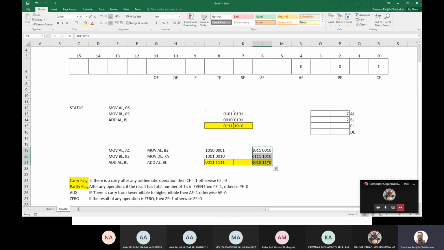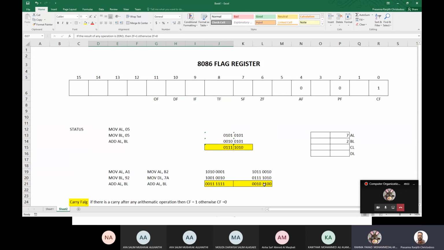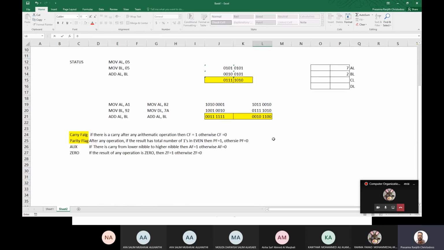I don't have to repeat, you can read this one. If the result of any operation is 0, when you add, subtract, or multiply, if the result is 0, then the zero flag is 1. Otherwise, the zero flag is 0. Now, is the result 0? Non-zero, right? So this will become 0. Do you understand? Let me give you an example now.